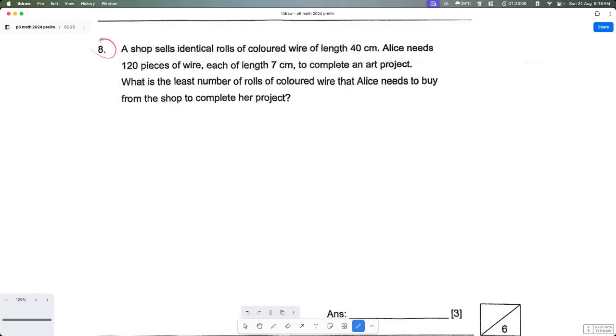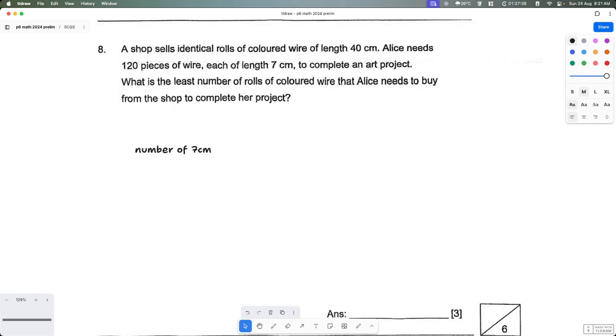All right, so question 8. A shop sells identical rolls of colored wire of length 40 centimeters. Alice needs 120 pieces of wire, each of length 7 centimeters, to complete an art project. What is the least number of rolls of colored wire that Alice needs to buy from the shop to complete her project? A common mistake people make is thinking the rolls are infinite, but the rolls actually have a maximum length of 40 centimeters.